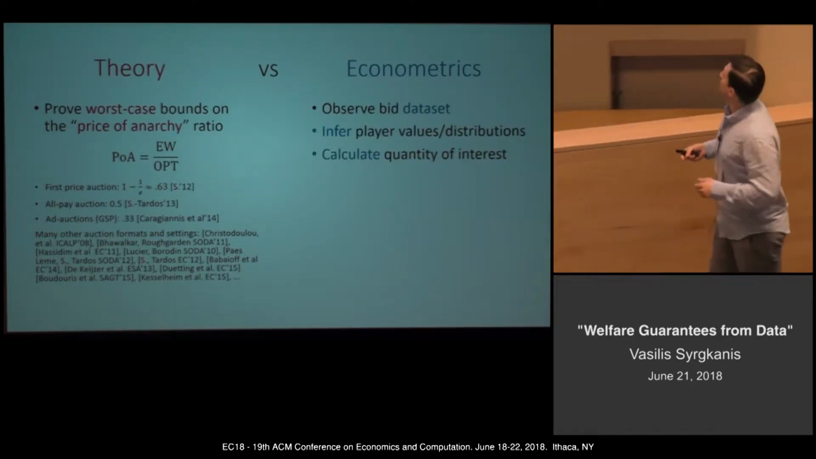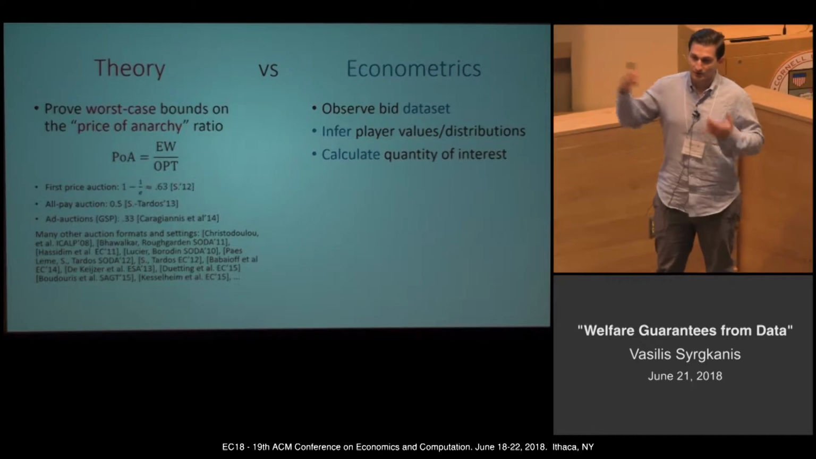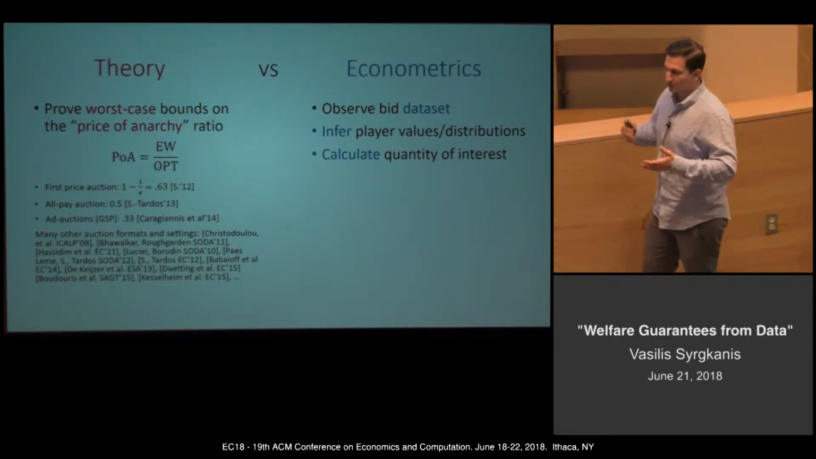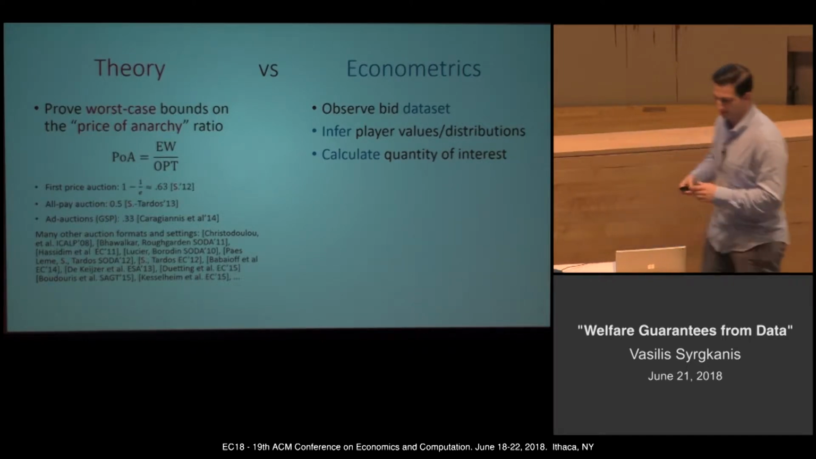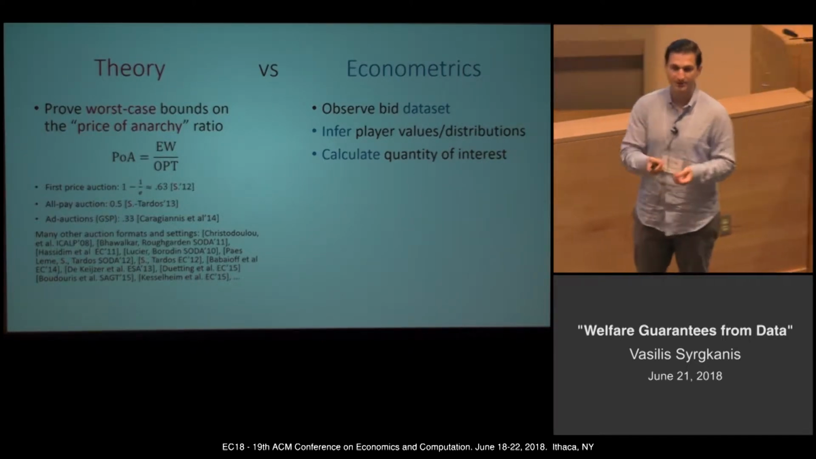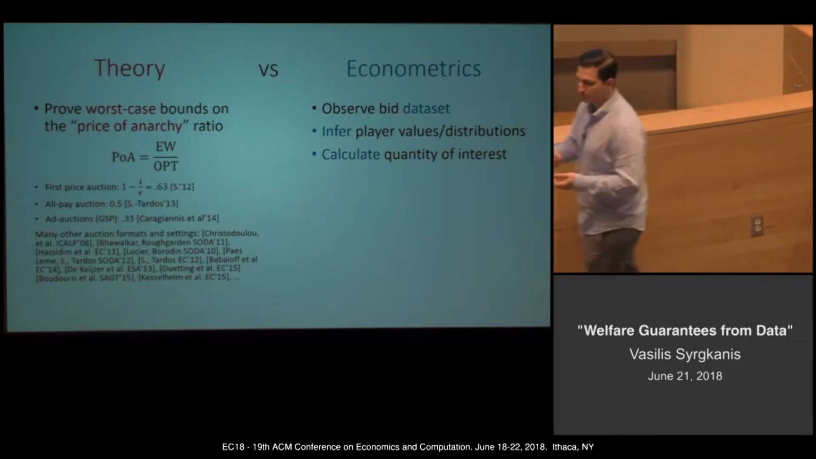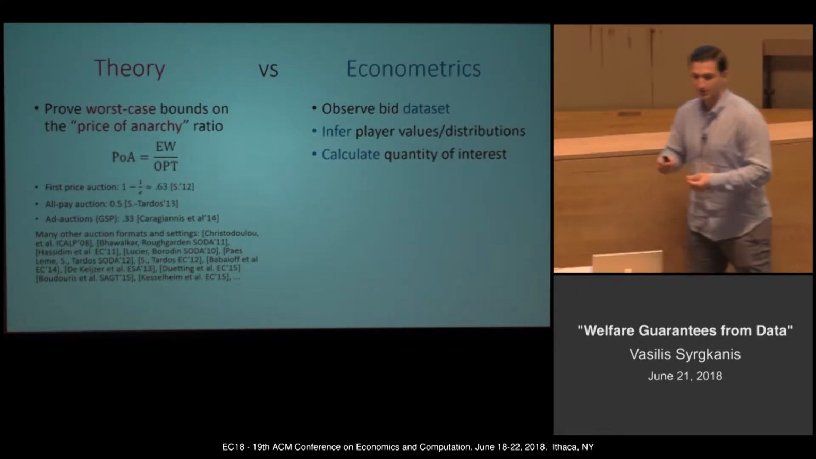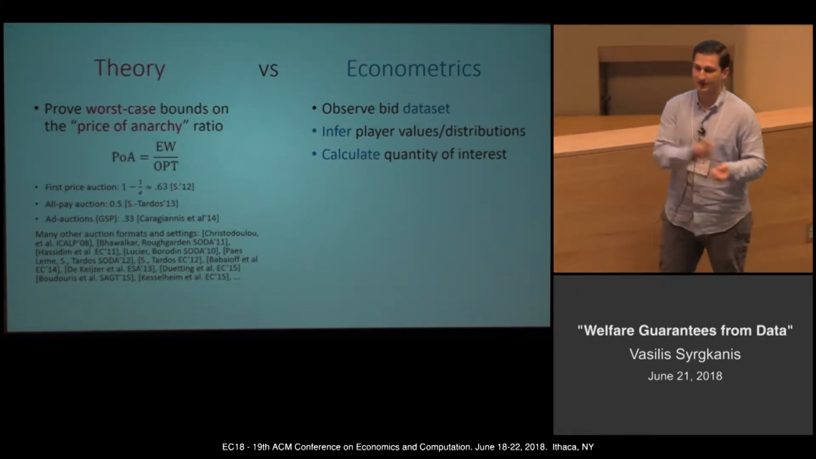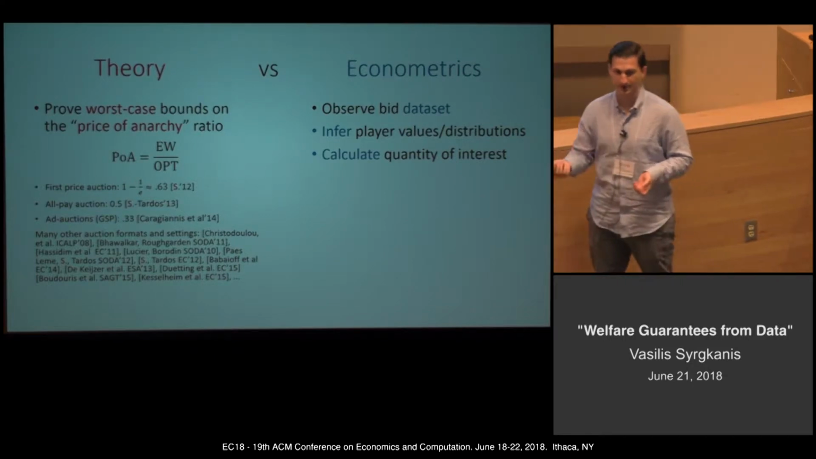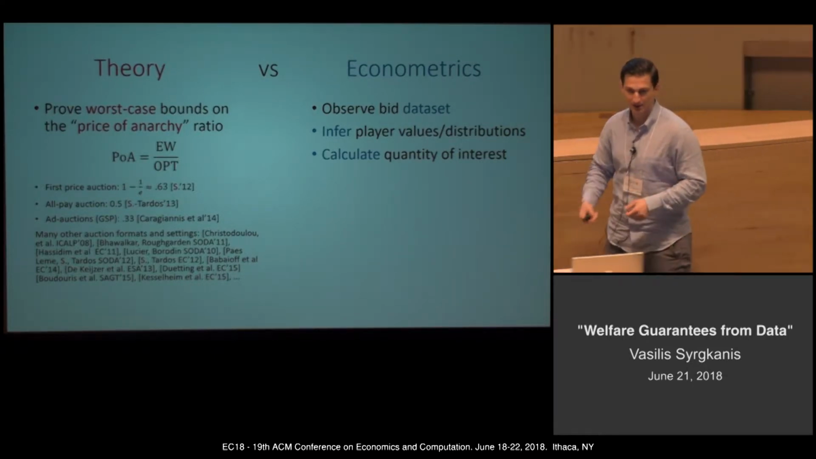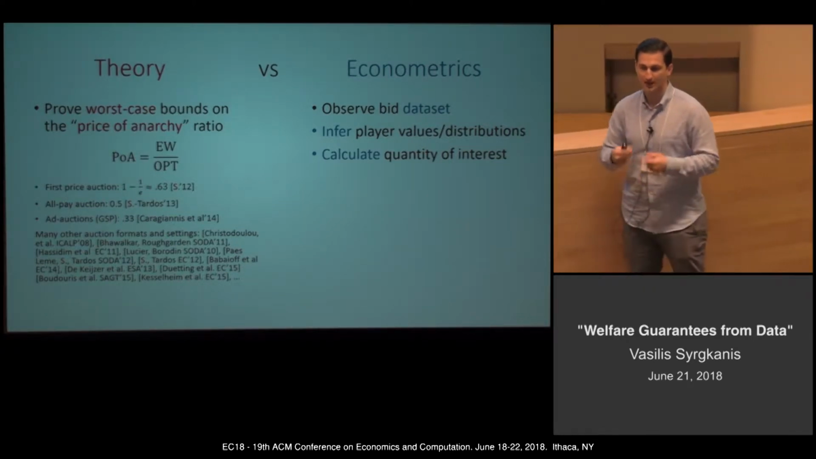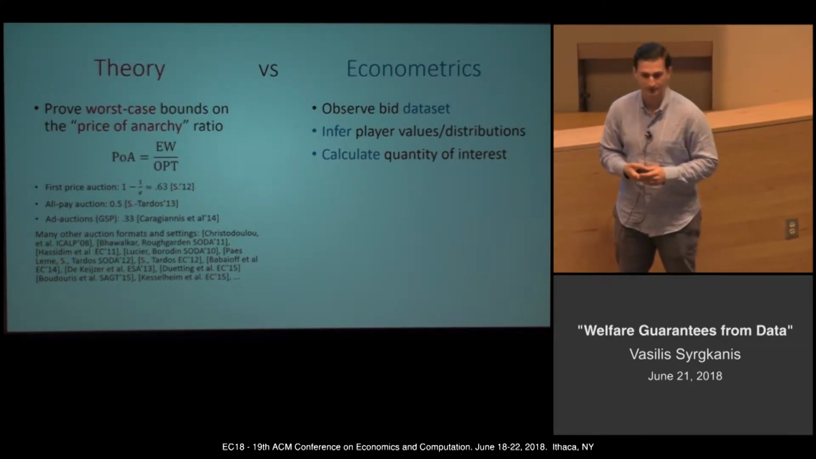On the other hand, you have econometrics, where the way that you would address this problem is that you would assume that you observe some bid data set from the auction that you're deploying. And then based on this bidding data set, and assuming some notion of equilibrium, you can try to infer what is the underlying value distribution that the players have for the items as a function of the observed bid distribution. And then based on the data, you can estimate or approximate this underlying value distribution.